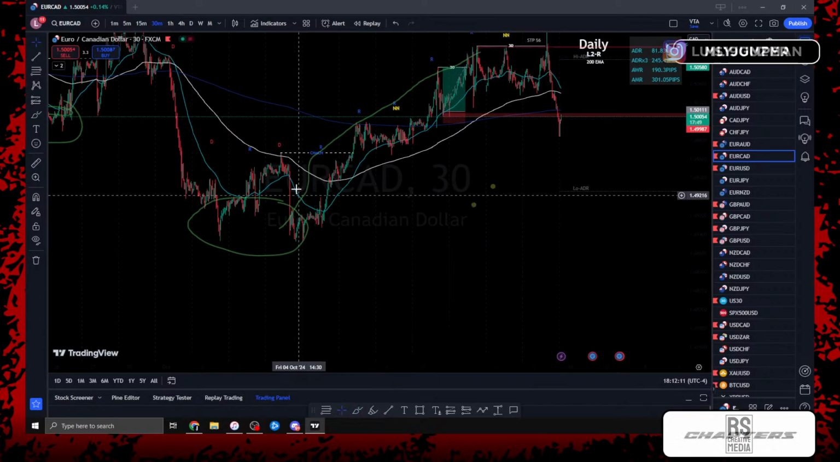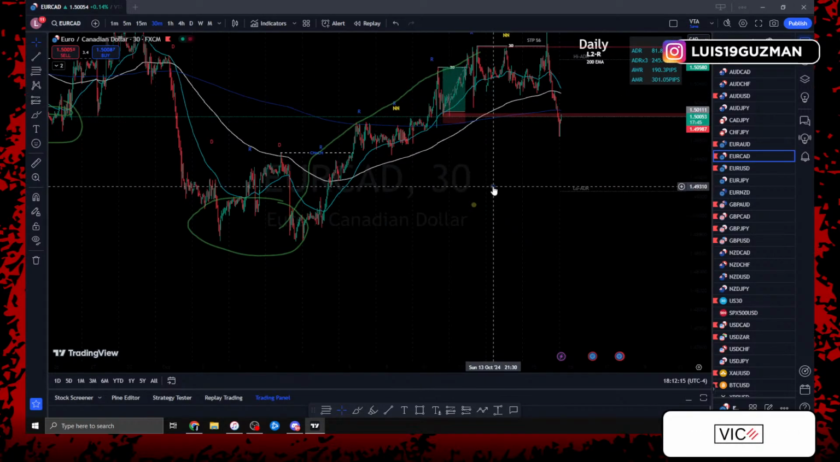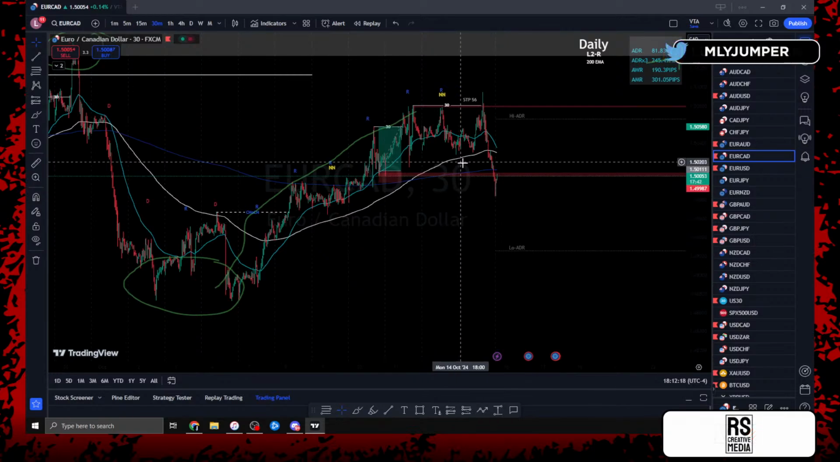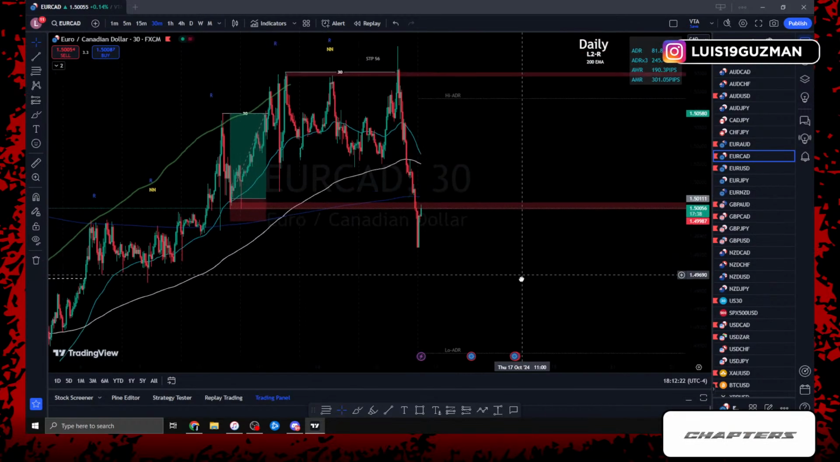We waited for the change of character to happen. We waited for the break of structure. We waited for the pullback. We waited for that third push. Now we're not expecting price to continue that uptrend push just yet, right? Well, we're looking for that pullback. So this goes to what we're looking for here in the 30-minute time frame.